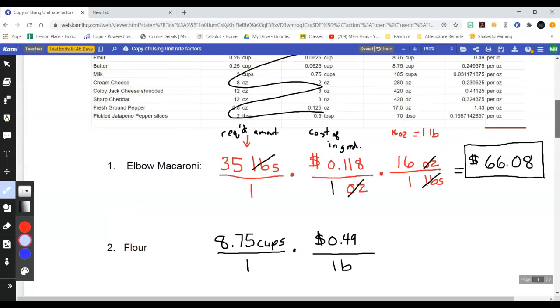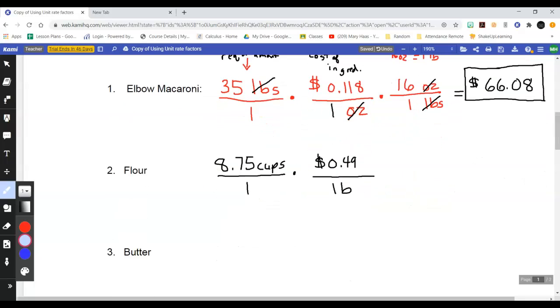I don't know if I rounded that? Yeah, I guess that was as far as it went. All right, now I would have cups and pounds per 1 pound output. Now I need the pound to cancel, and I need cups to cancel. So I need to know how many cups are in a pound of flour. How many cups are in a pound of flour? I don't know that answer.